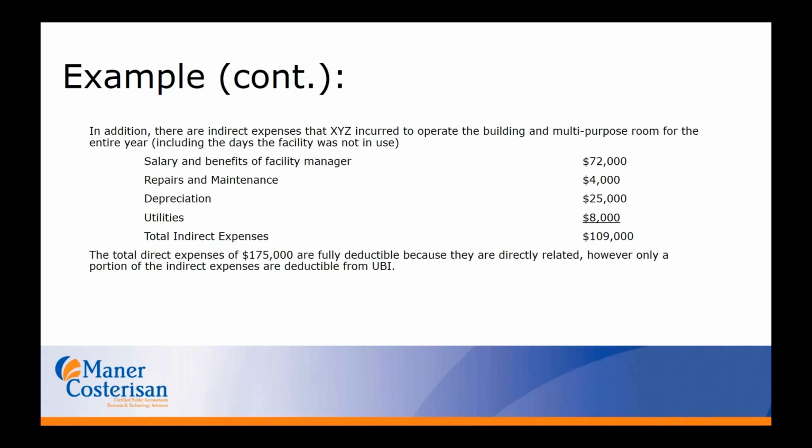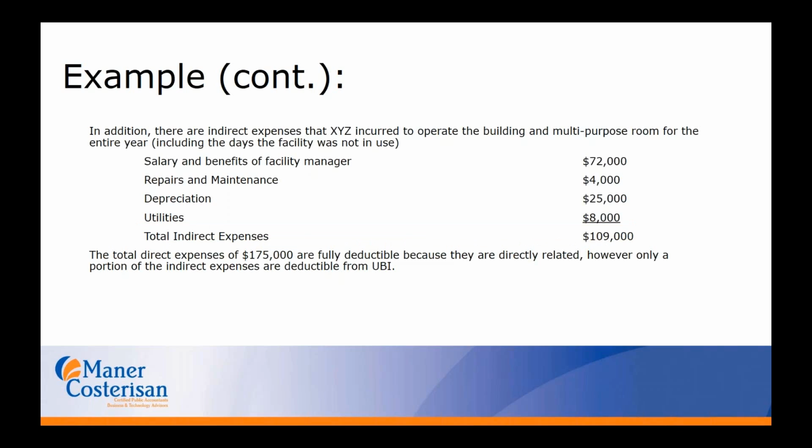But what about some of those indirect expenses? Those expenses that are incurred to operate the building, which includes that multi-purpose room, for the entire year, including those days that the facility was not in use. And how do we allocate those expenses to the UBI? I've listed some of the expenses here. Salary and benefits of the facility manager, the person who takes care of the building, runs the building. They're obviously also taking care of that multi-purpose room. Repairs and maintenance, depreciation expense, $25,000, and utilities for the building of $8,000. We have total indirect expenses now of $109,000.